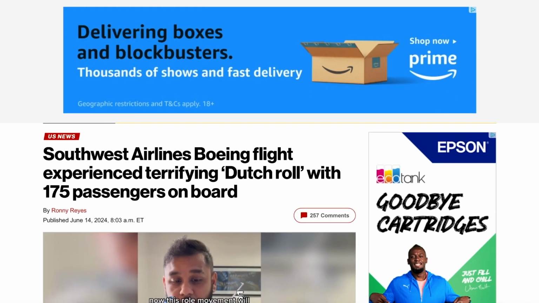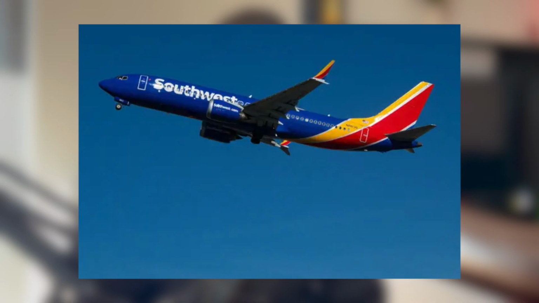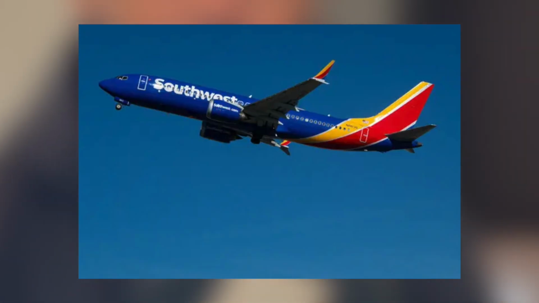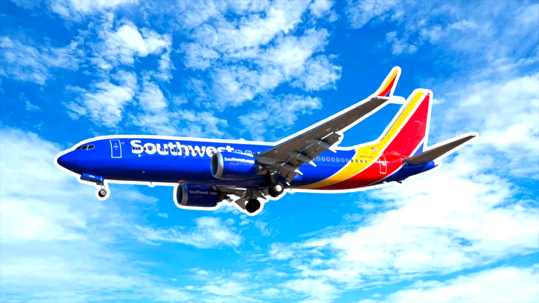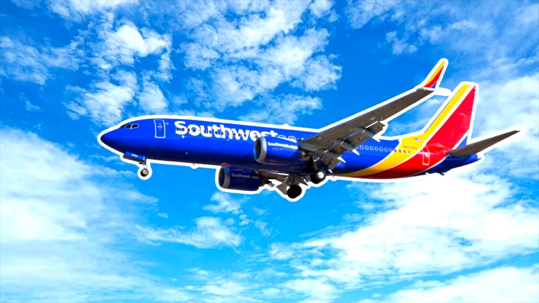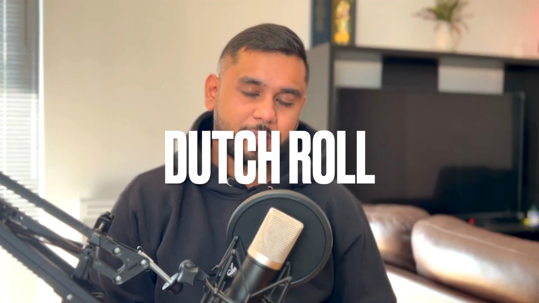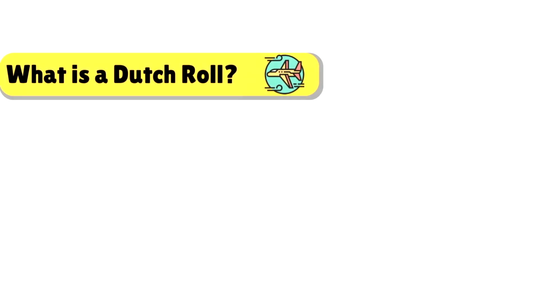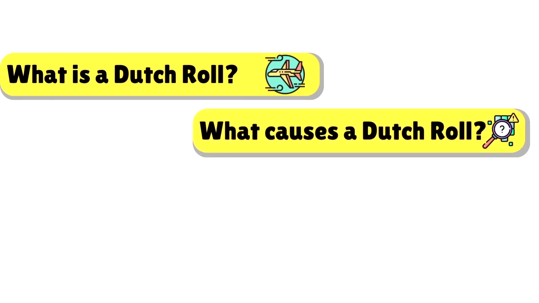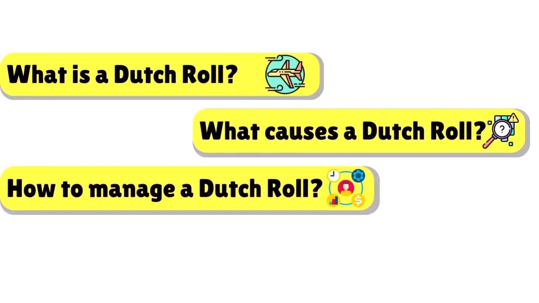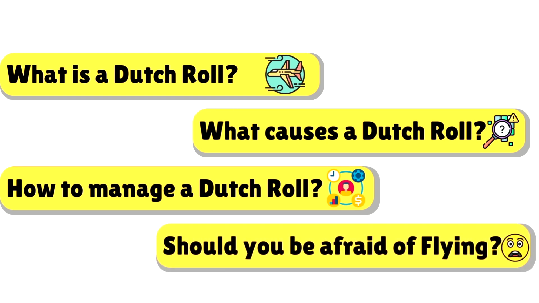So we all know what happened to the Southwest 737 MAX on its route to Auckland from Phoenix. At about 35,000 feet, there was a sudden wagging of the tail, and this phenomenon we call the Dutch roll. So in this video, I'm going to explain number 1, what is a Dutch roll; number 2, what causes a Dutch roll; number 3, how we as an aviation industry manage Dutch rolls; and number 4, should people be afraid of flying? Let's see.